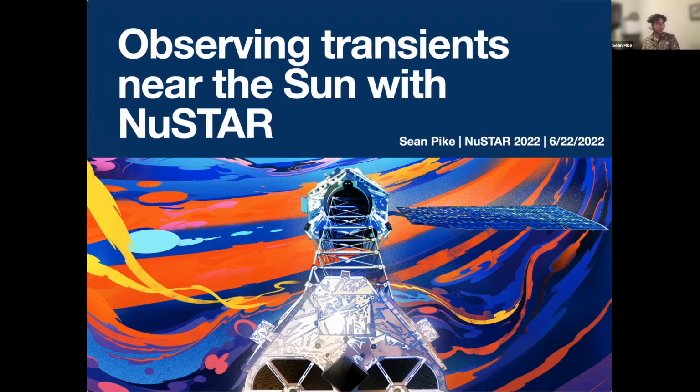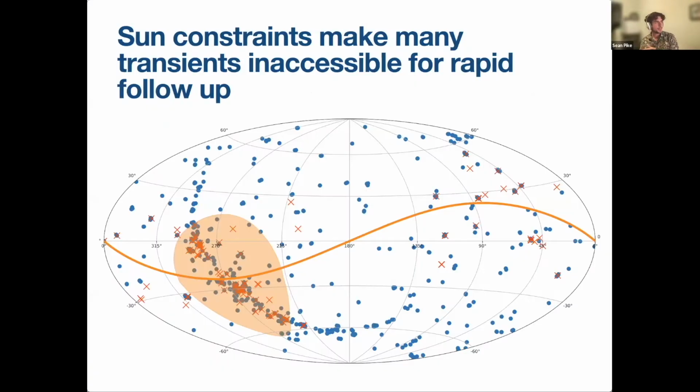Today I'll be talking about observing transients near the sun with NuSTAR. As many of us know, when we go to write a proposal, when we go to plan observations, we have to check the sun constraints for all of our observatories. And we know that if an object lies within about 40 degrees of the sun, then usually we can't go look at it at that time.